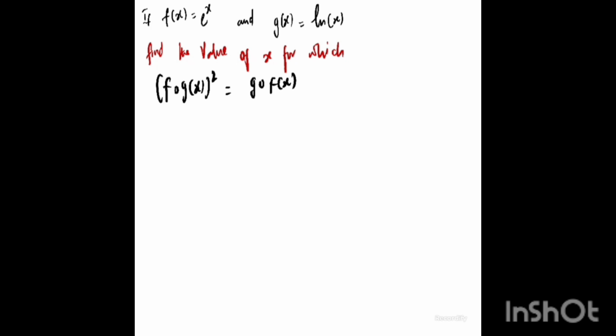Okay, so the problem we'll be solving today is on functions. That's composite of functions. So we have functions f of x equals exponential x and g of x equals natural log of x. You have to find the value of x for which (f of g of x) to the second power equals g of x. All right, so that is the problem we want to solve.